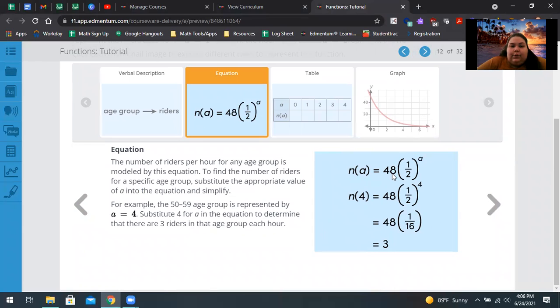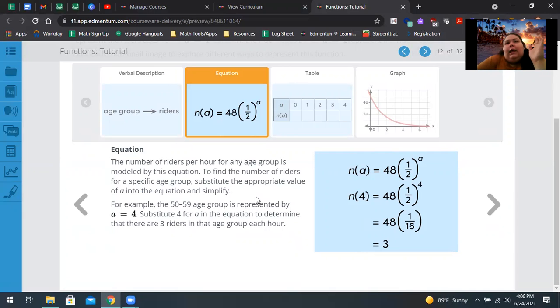So we start out with originally 48 riders, and we take half of that for every group increase we have there. So it says to find the number of riders in a specific age group, substitute your appropriate values of A into the equation and simplify. So for example, the 50 to 59 age group is represented by A is 4.